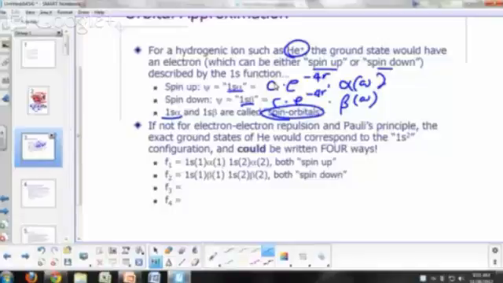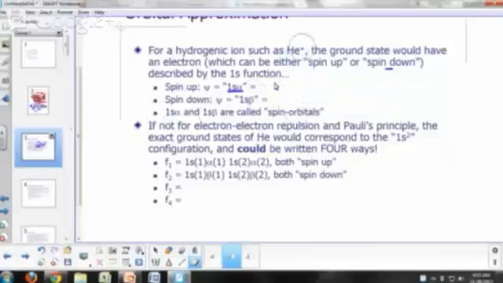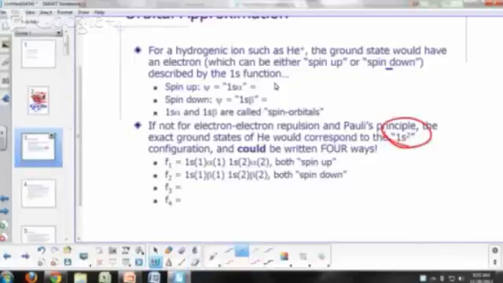Said, if not for electron-electron repulsion and for Pauli's principle, which we'll be going into detail in just a little bit, the exact ground states would have been easy to obtain for a helium atom. You would just assign both electrons to the 1s orbital. So you say there's a 1s2. You've heard of this expression in your freshman chemistry. For helium atom, the ground state is 1s2.